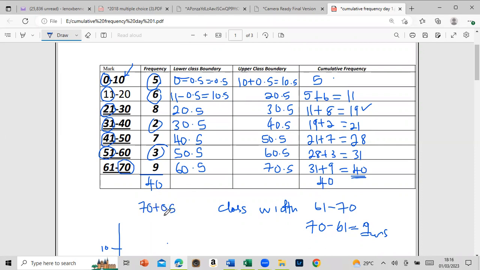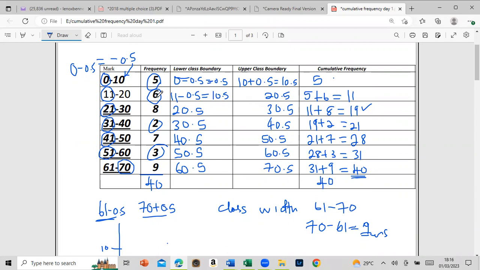So that's how we got the 70.5. And for the lower one, what we do is just subtract 0.5. So in this case, when this number is 0, it's 0 minus 0.5, which works out to negative 0.5. There's a negative here, guys.